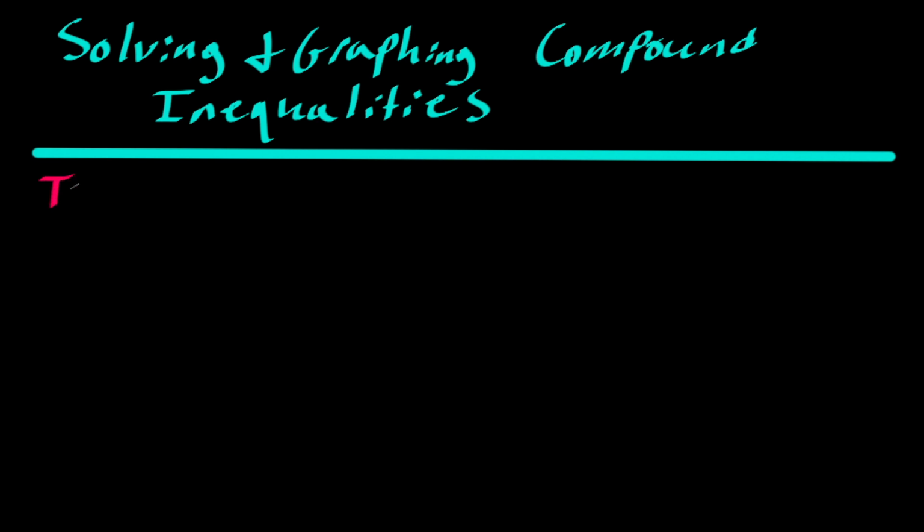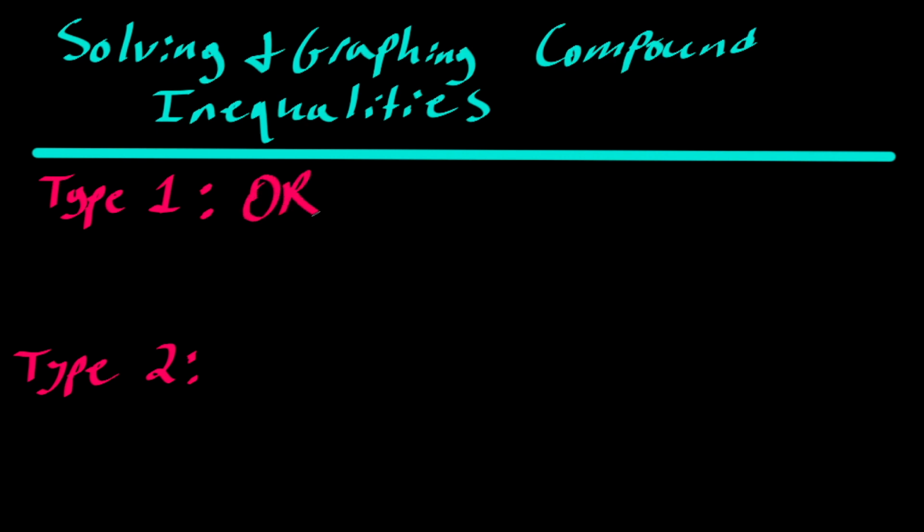There are two types of compound inequalities. One is an or. Essentially, you're going to have two separate inequalities, and there will be an or in the middle. And then you also have an and inequality. Now, let's start off with the or category.